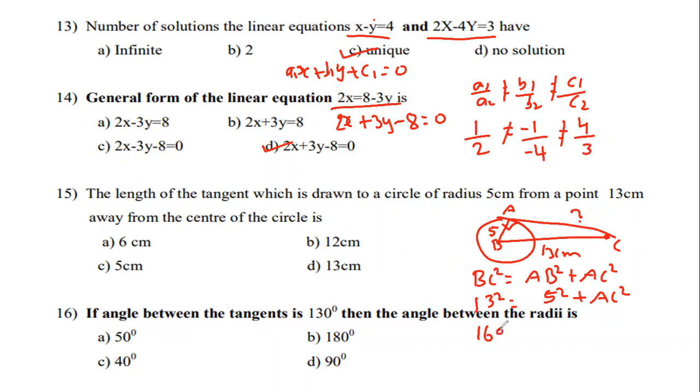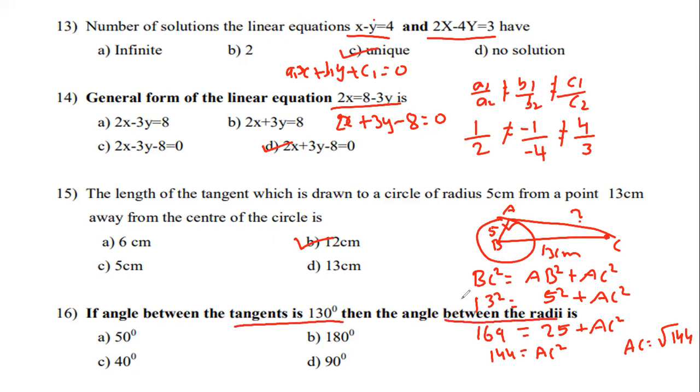13 squared is 169, which equals 5 squared, which is 25, plus AC squared. 169 minus 25 is 144, which equals AC squared. AC is equal to root 144, which equals 12 centimeter. Option B is correct.